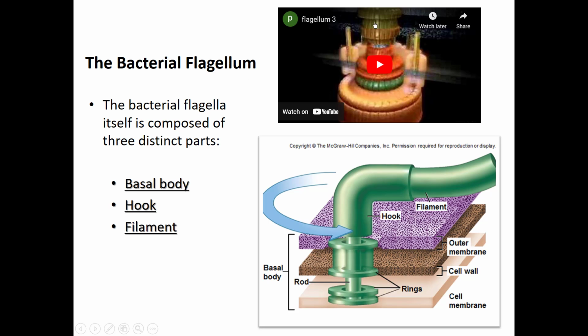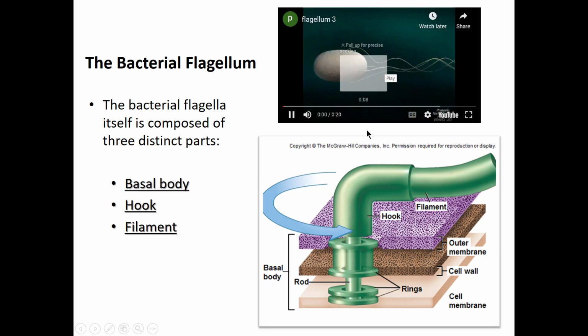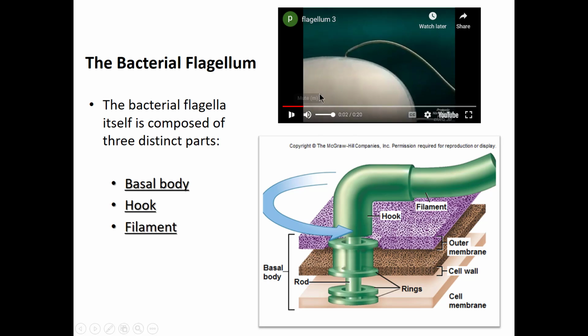As a real quick visual, the flagella is actually quite interesting. From an animation you can see here at the top, from a YouTube video, this would be the surface of a cell. This is the filament here, which would extend out, and as it zooms in here, it'll show you what we would expect to see if we were looking at a real bacteria.